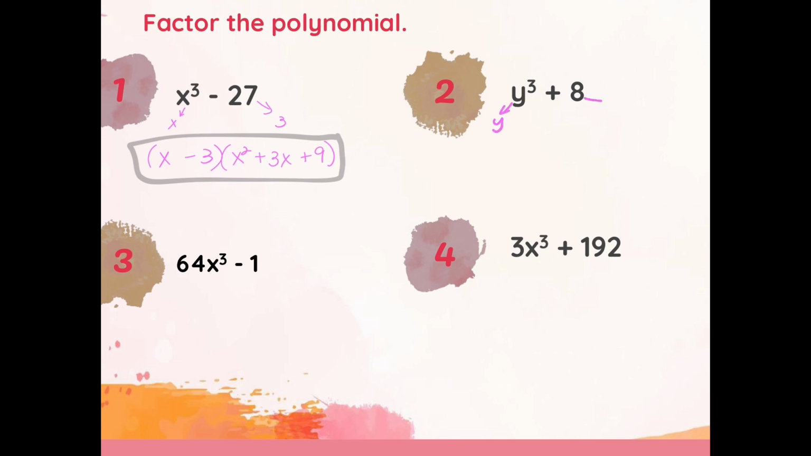Looking at the next one, cube root of y to the third is y, cube root of 8 is 2. This would be y plus 2, y squared minus 2y plus 4.